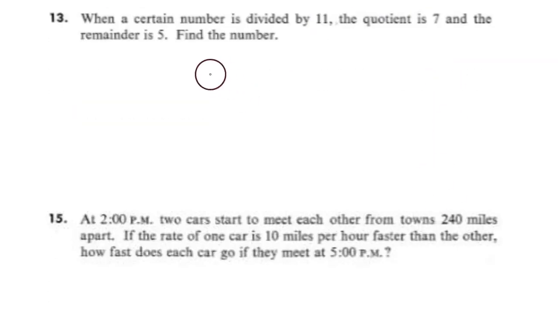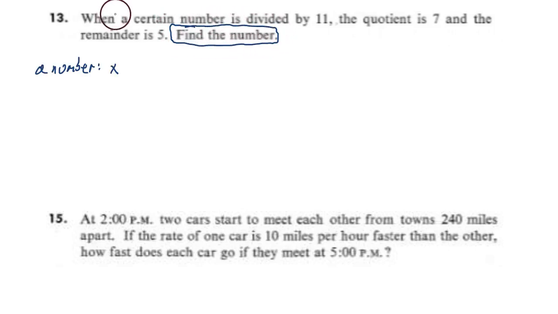Next, number 13. When a certain number is divided by 11, the quotient is 7 and the remainder is 5. Find the number. Let's read the paragraph again and create an algebra equation from the clues given. When our number is divided by 11, the quotient is 7 and the remainder is 5. When it tells us the quotient is 7 and the remainder is 5, what that's telling us is that 7 times 11 plus the remainder of 5 will equal our original number.